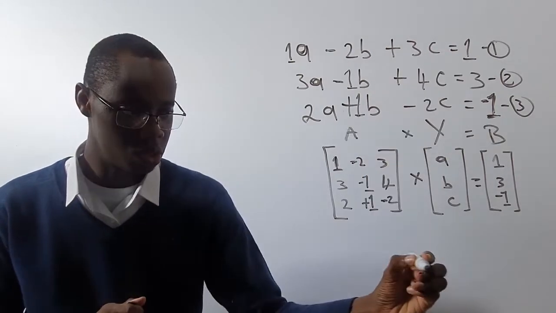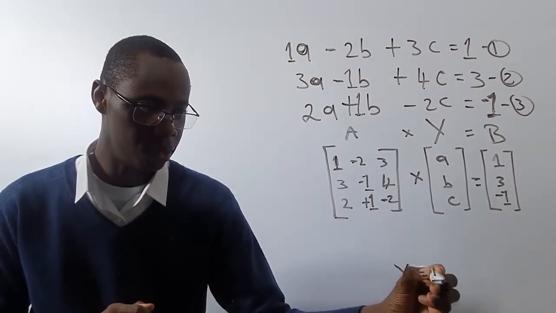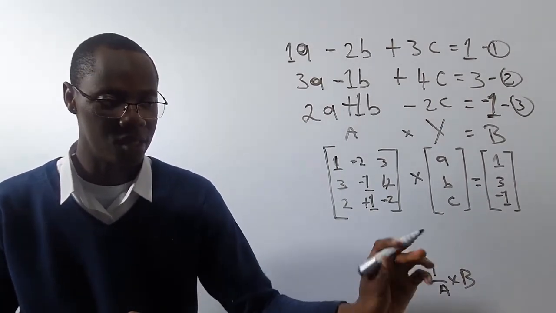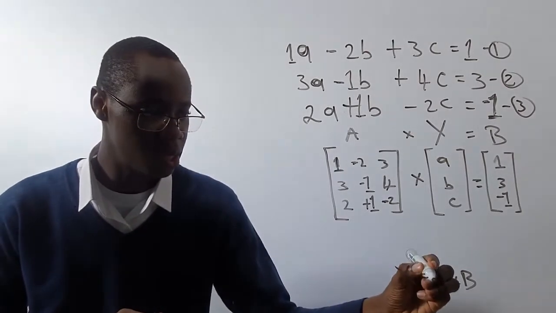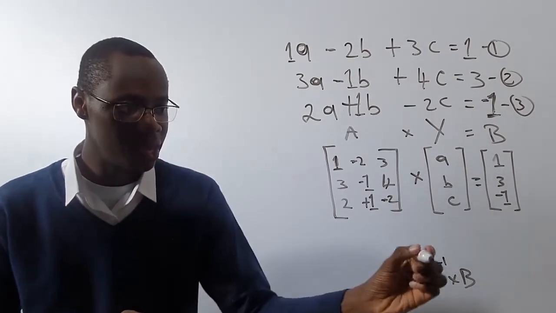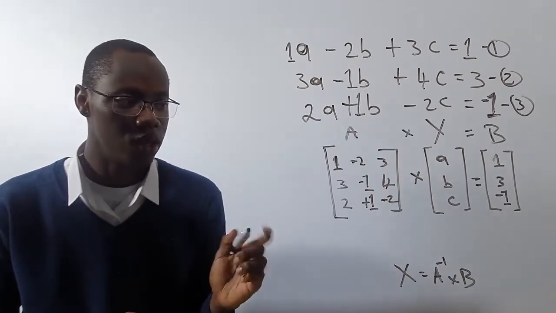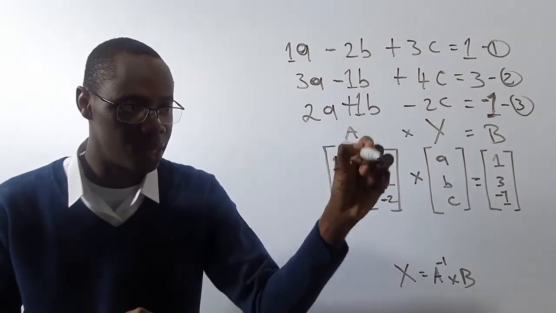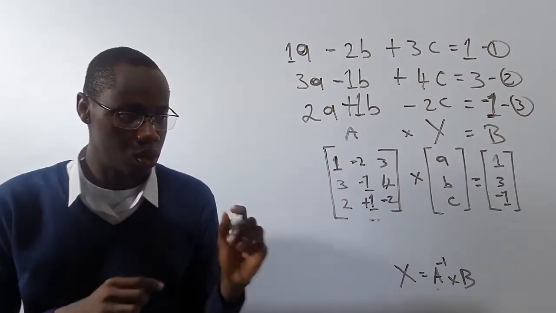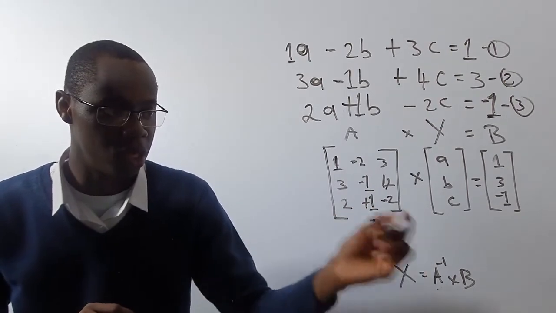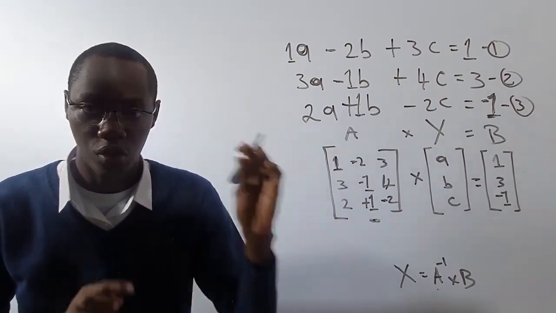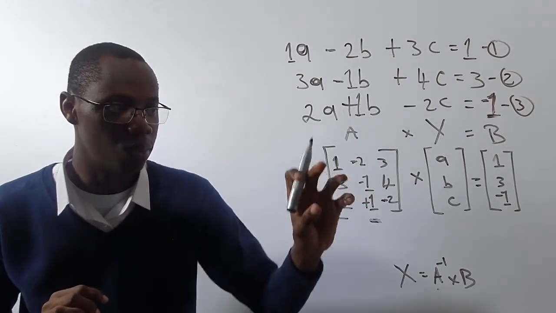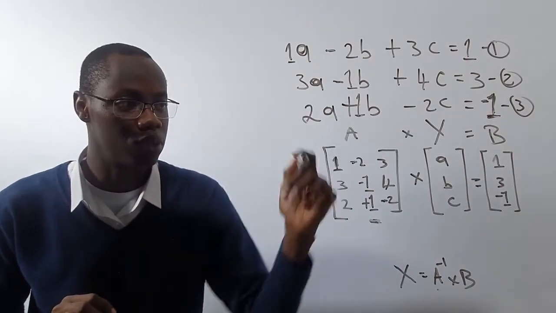So this becomes 1 over A multiplied by B. And 1 over A is the same thing as the inverse of A. So this becomes A inverse. So A inverse multiplied by B is X here. In order to find A, B, and C, we need to find the inverse of A and multiply it by B. So all you need to do is find the inverse of A using the normal inverse formula, using the cofactor method, Gauss elimination method, or any method you want, and then multiply it by B, and that will give you the answer for A, B, and C.